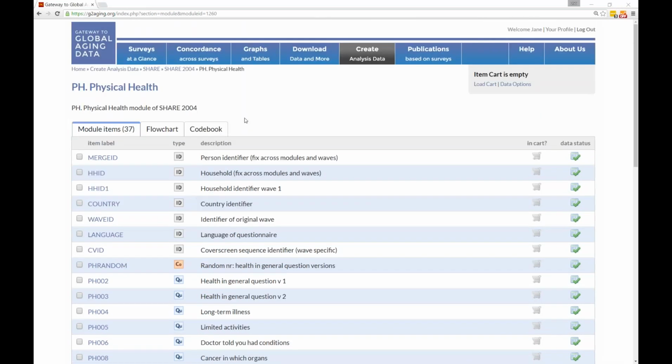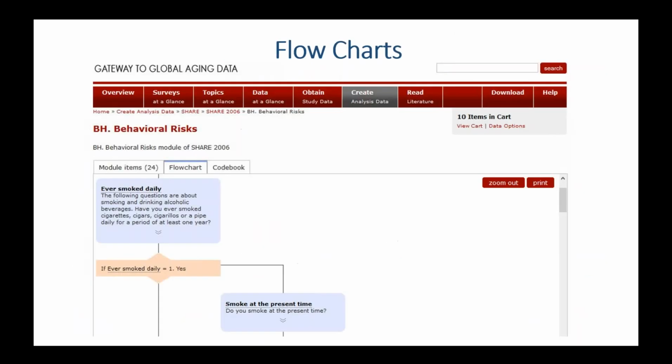All right, so we'll look at one more example of a flowchart. This is from the Behaviorists module also, and this is a question about ever smoked daily. You can see first if someone is asked whether they ever smoked daily, if they say yes, then they get asked do you smoke at the present time. And if they say no, then they could skip that question because it would be repetitive to ask the question to a respondent. These surveys are expensive to conduct, and you really want to be respectful of the time of the respondent, who often sit for hours through these interviews. So skip patterns are used as a way to not ask unnecessary questions to respondents.